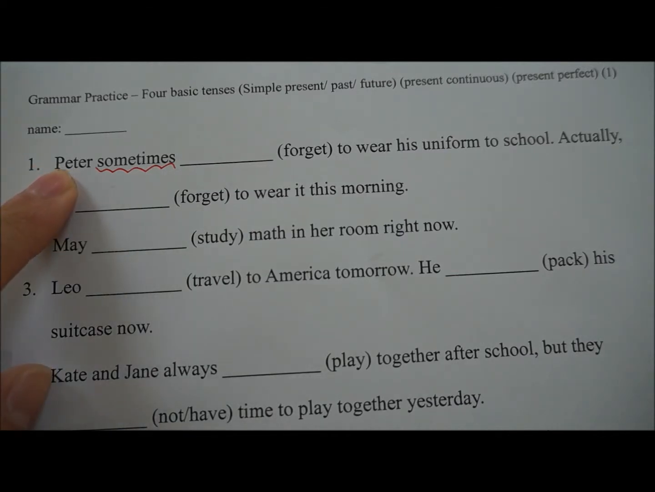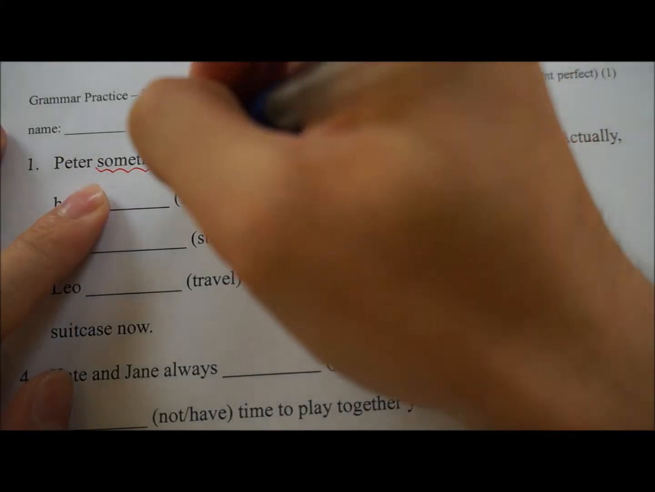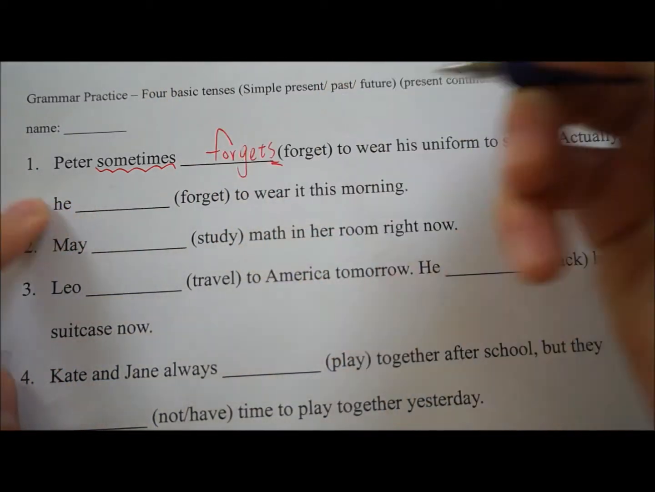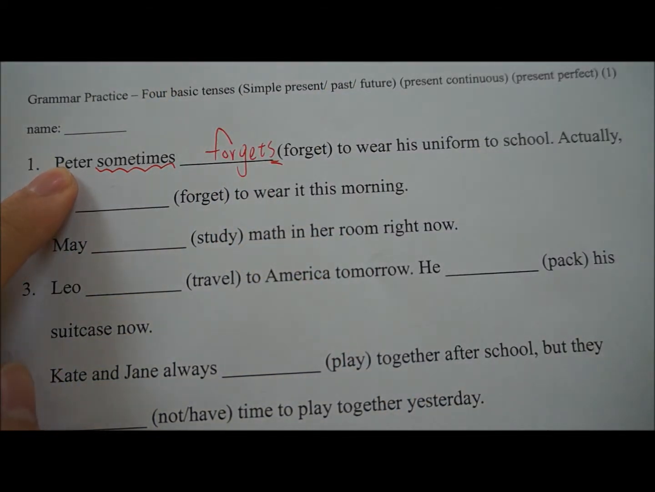Peter, it's a third person singular pronoun. Do not forget the rule. For third person singular pronouns, the verb after it should have an extra s at the end. So the answer is Peter sometimes forgets, because of the third person singular pronoun Peter. Okay, so the answer is Peter sometimes forgets to wear his uniform to school.